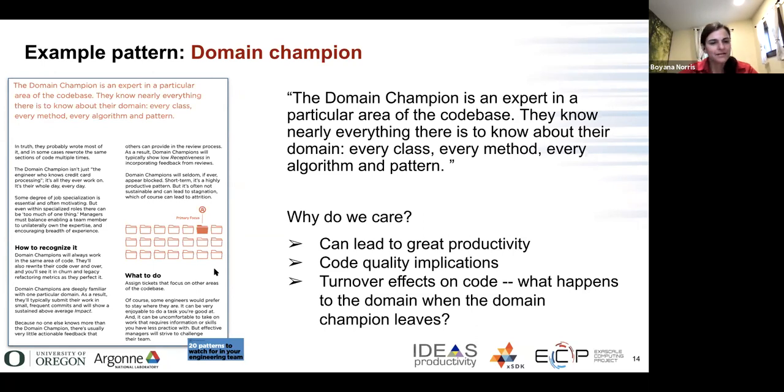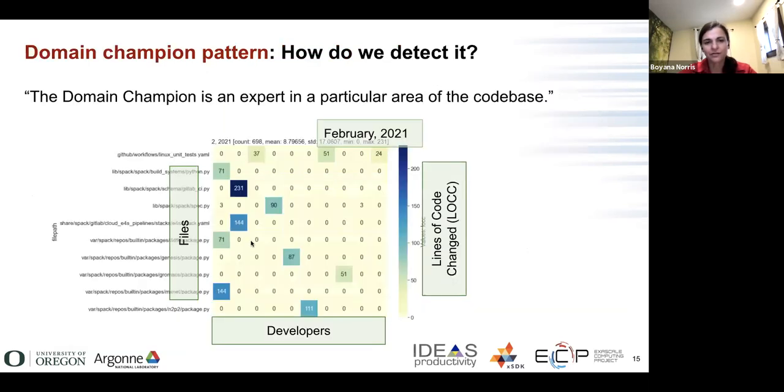So great. Why do we care about a domain champion? It could be extremely productive for somebody to be a domain champion and really own that piece of code and contribute to it actively. It may have code quality implications. And then what happens if the domain champion happens to be unable to continue to work? How do we detect it automatically?